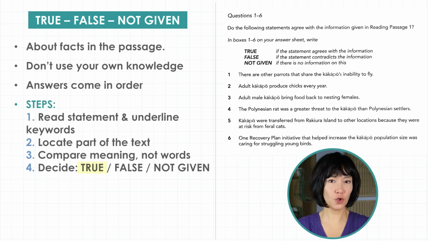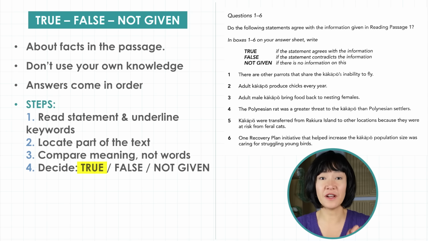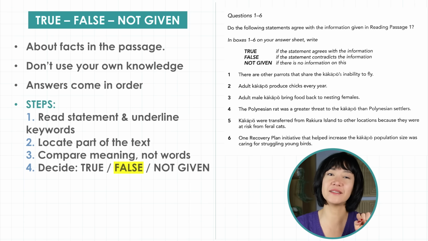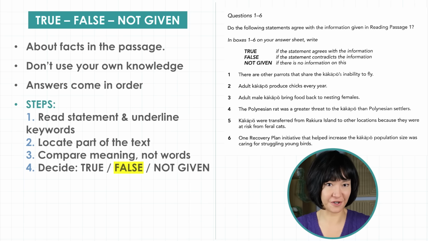So, true: the meaning of the statement is close enough to the meaning in the passage. Even if the wording is slightly different, don't overthink it. If the message is very close, it's true. False: this means there is a clear contradiction and the passage says something very different. Not 1%, not quite the same, but completely different.